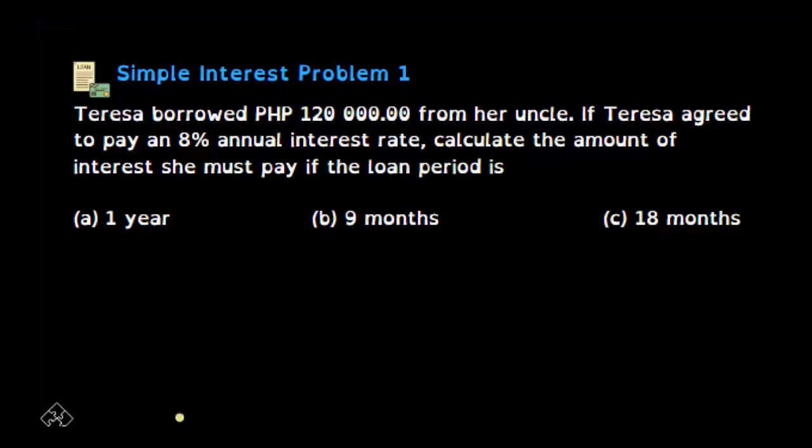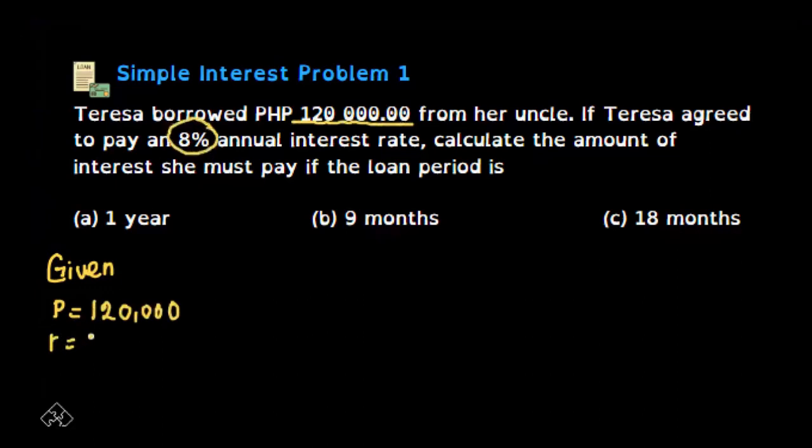Okay? So here we have 1 year. We are given, so these are the following given. Let me write the given here. Okay, meron tayong given na principal. Principal that is 120,000 pesos. Yung hiniram ni Teresa. Also, we have the rate. The rate is 8%. That would be annual interest rate. So 8%, and we will convert it to decimal form. That should be 0.08.